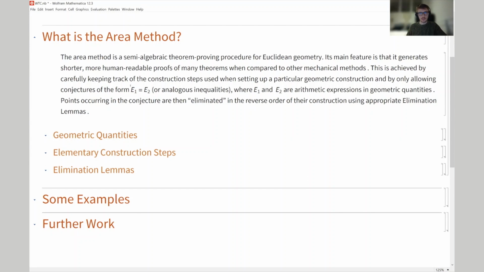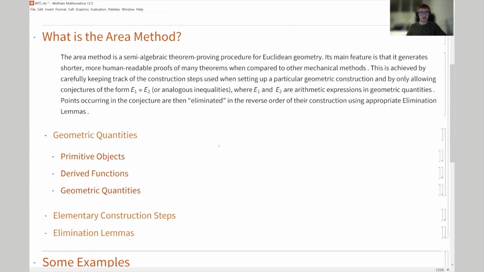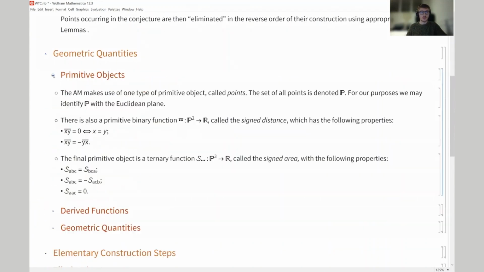And if all of this seems slightly abstract, it should become clear once I explain what geometric quantities, elementary construction steps, and elimination lemmas are. So first, let's talk about geometric quantities. The area method deals with one type of primitive object called points. The set of all points is denoted P, and for all intents and purposes, we may assume that P is just a Euclidean plane. So all our points are coplanar.